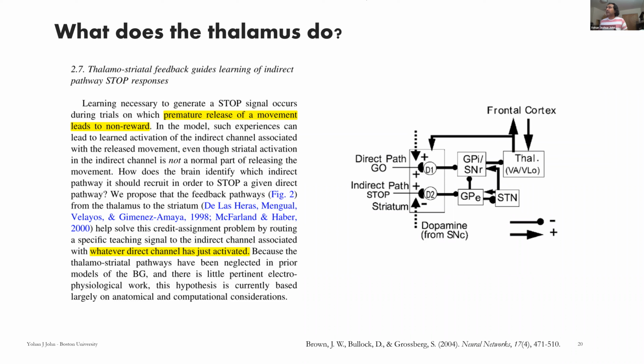How does the brain identify which indirect pathway it should recruit in order to stop a given direct pathway? We propose that the feedback pathways from the thalamus to the striatum, here's where they use it, help solve this credit assignment problem by routing a specific teaching signal to the indirect channel associated with whatever direct channel has just activated. This is quite clever. I like this sort of thing. So it's like another use of an inference copy sort of thing, so that the indirect pathway, despite not even being active, this copy comes in and allows learning to take place. So it's like silently the synapses are learning, and that's cool.